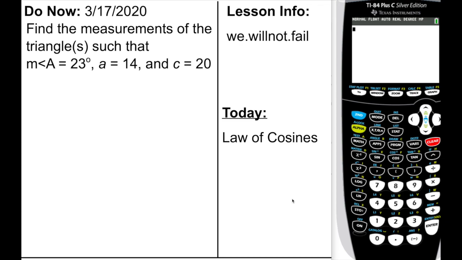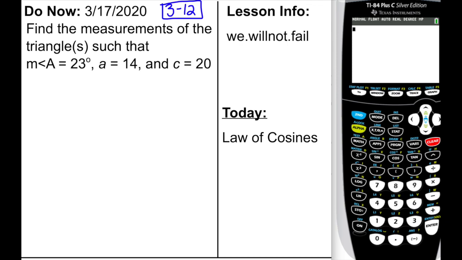Okay, so in this do now, we're going to take a look at this triangle here, and this is following directly from the law of sines ambiguous case that we discussed yesterday in the 3.16 lesson, and which you can find in the 3.12 handout.